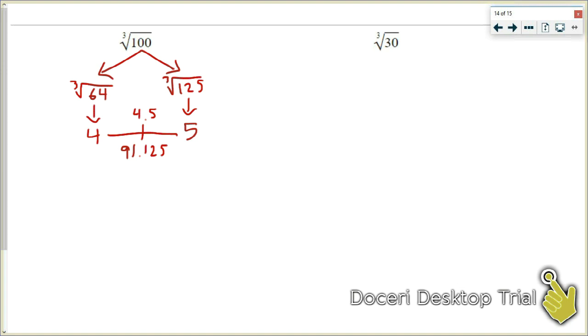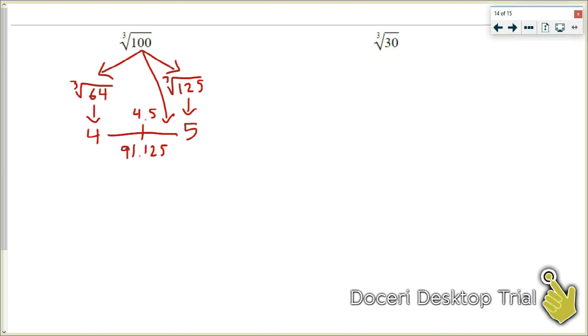So if we know our halfway point is less than the number that we're after, right? Our target is 100 up here. We know we need to be on the right side of 4.5, but still less than 5. So I'm going to draw my arrow. We're going to be in this area around here. So now your job is to determine if our best answer here is 4 6/10 or 4 7/10.